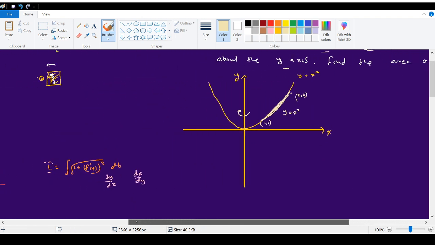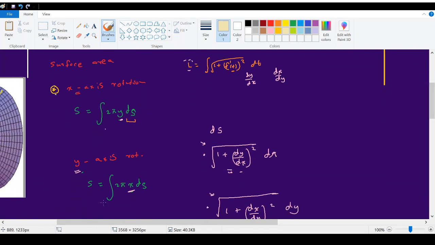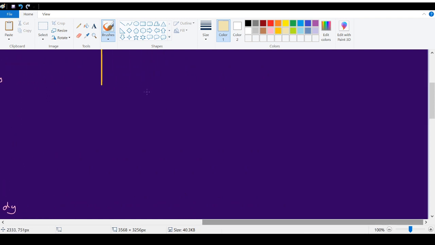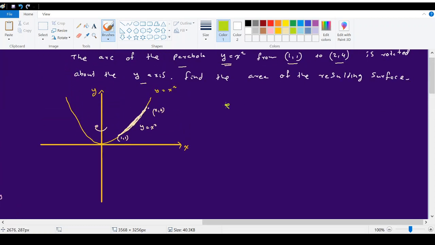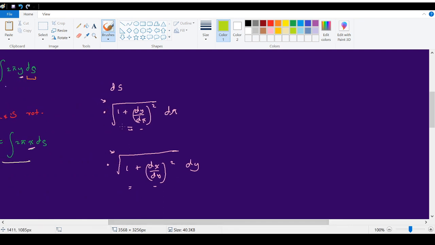Now remember, when it is a y-axis rotation, this is the formula that we have to use. Here you should have 2 pi x, not 2 pi y. So by using that formula, we can say the surface area will be equal to the integral of 2 pi x ds. And for ds, there can be two possibilities, two options we can use. We can either use this one or this one.